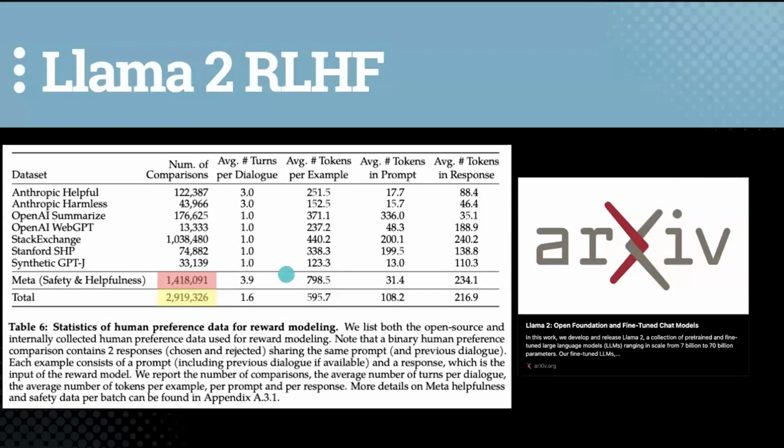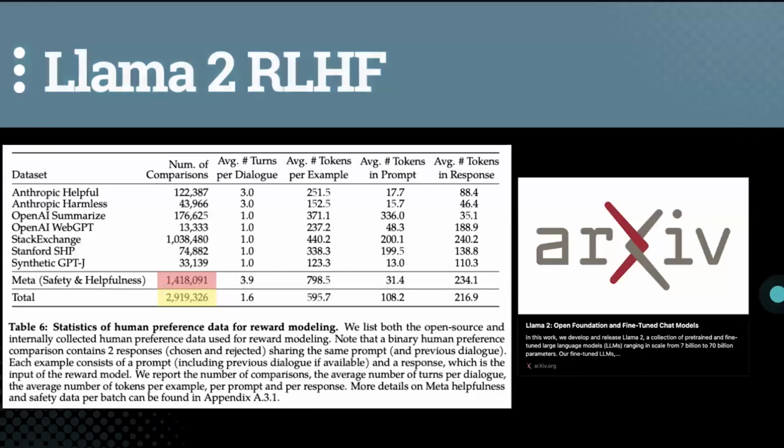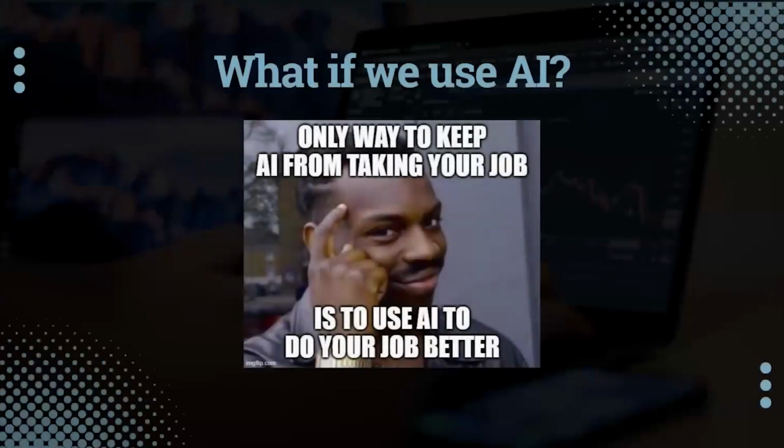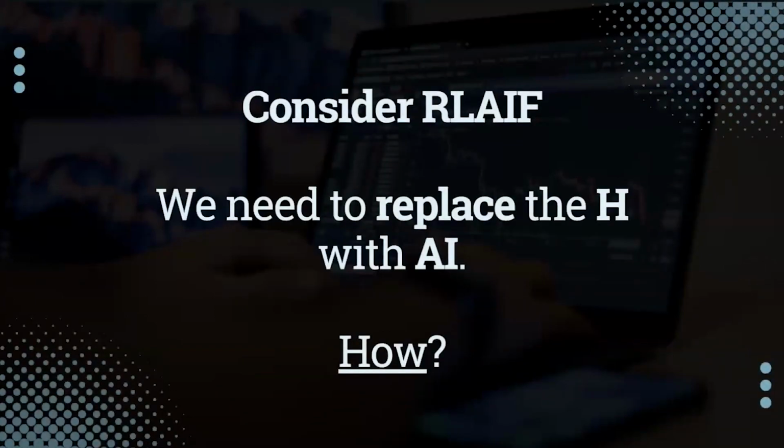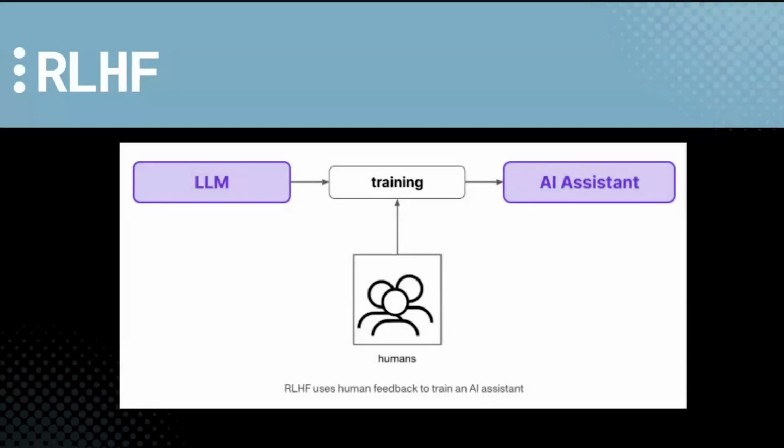If we look at the Llama 2 paper, we can see that they actually put together 1.4 million comparisons for safety and helpfulness. You'll notice they also use the Anthropic helpful and harmless data set. Look at that. That's a lot of data. And so naturally, people started asking the question, well, what if we use AI to help us with this? What if we replace the human part with AI? Duh, classic AI, right?